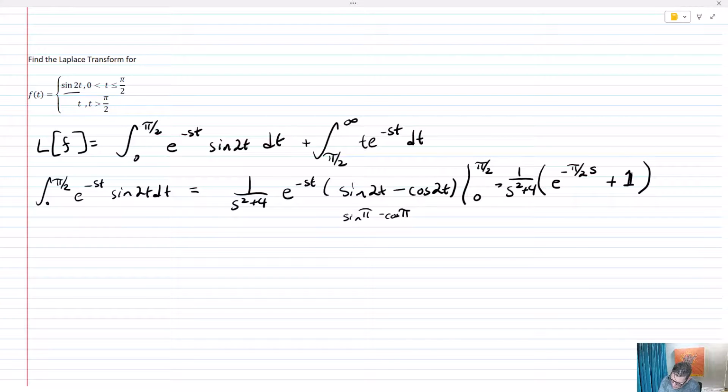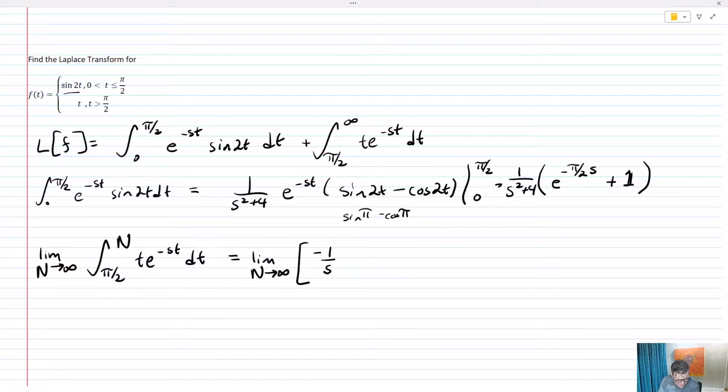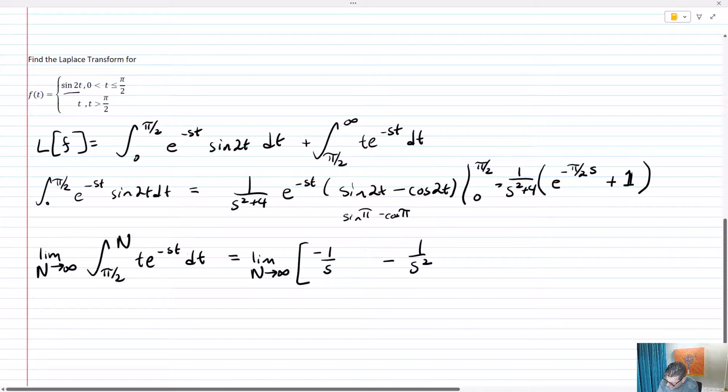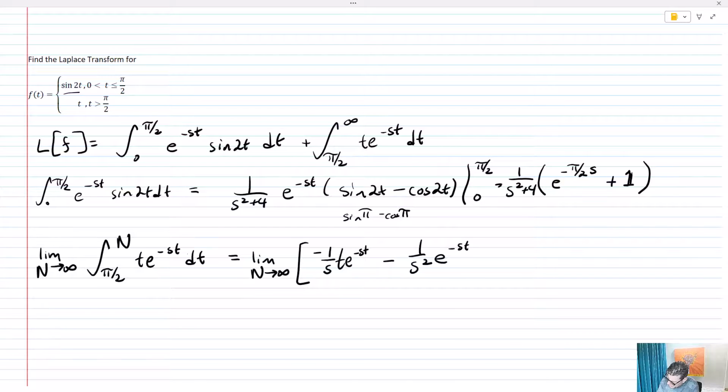Now we'll go in and do the improper integral. So we're going to take the limit as N approaches infinity of the integral from pi over 2 up to N of t e to the negative st dt. And that's going to end up equaling the limit as big N approaches infinity of negative 1 over s t e to the negative st, minus 1 over s squared e to the negative st. And we'll evaluate that from pi over 2 up to N.